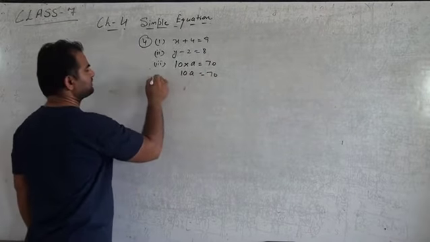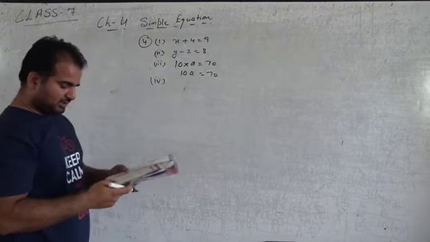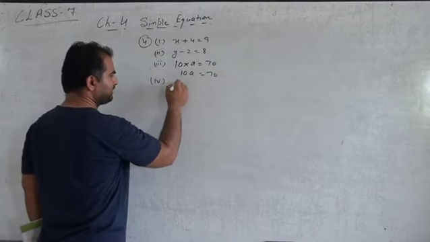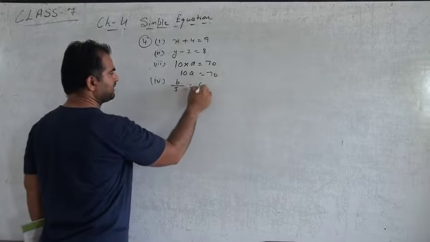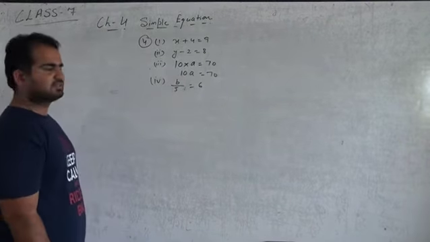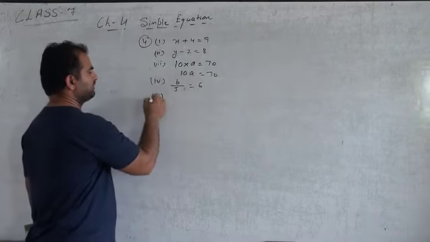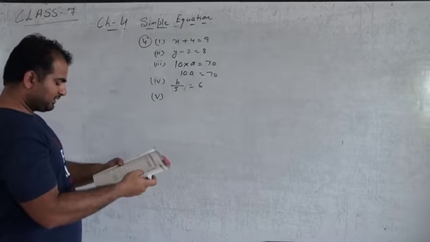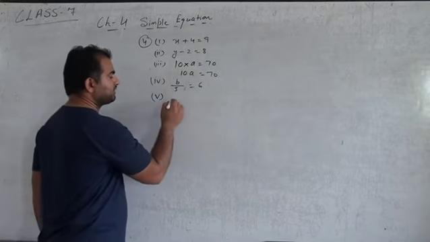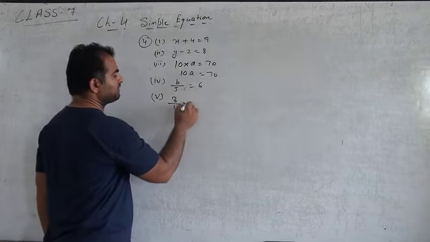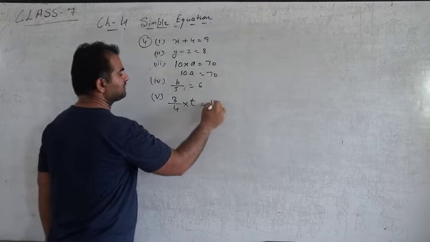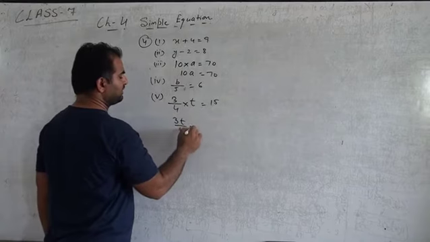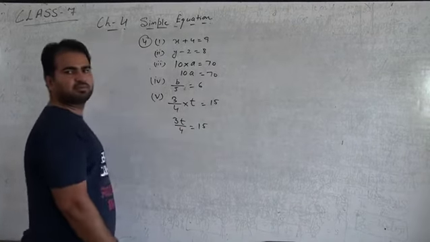Fourth is the number p divided by 5 gives you 6. The number p divided by 5 gives you 6. So this is the equation. Fifth is 3/4 of t is 15. So what we have to do is 3 upon 4 multiplied by t equals to 15, or we can say that 3t upon 4 equals to 15.